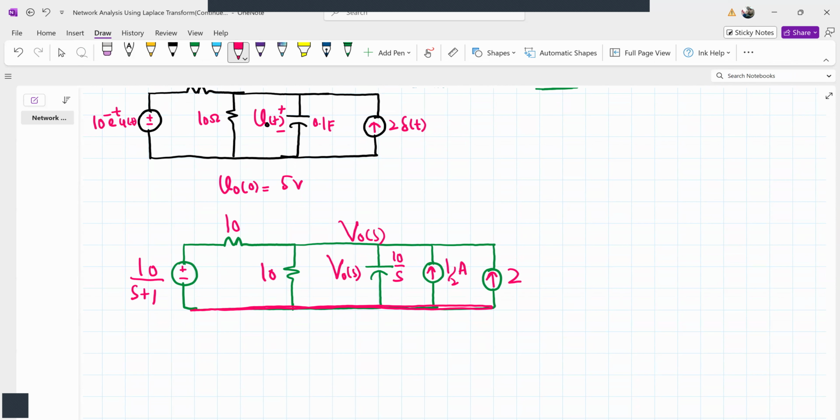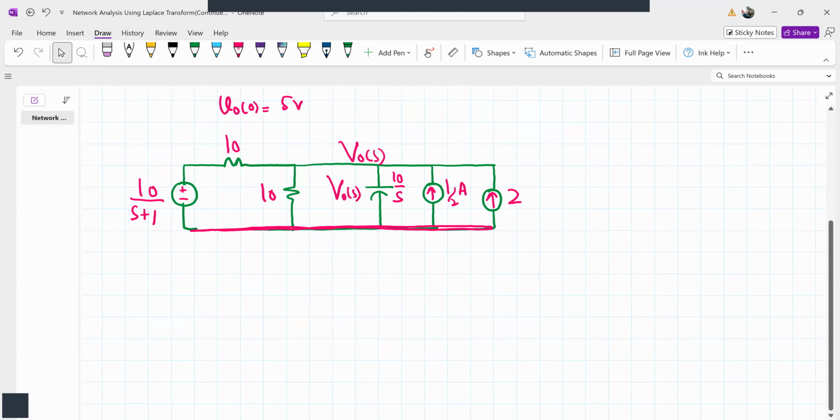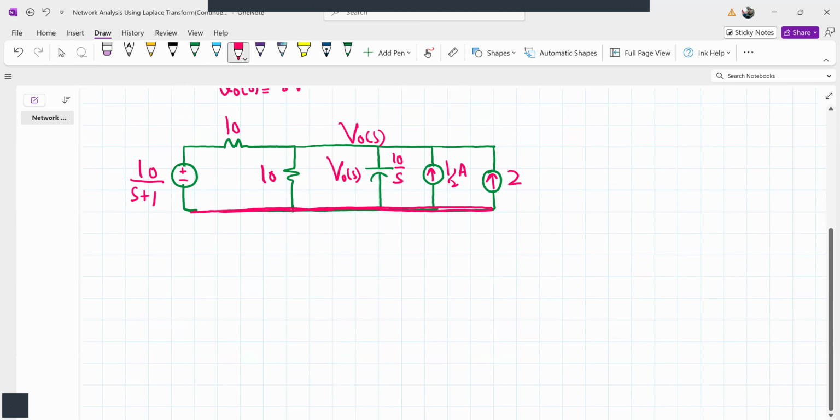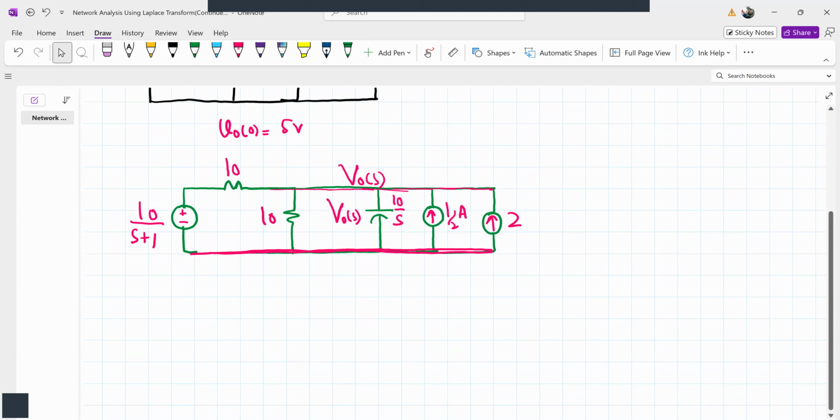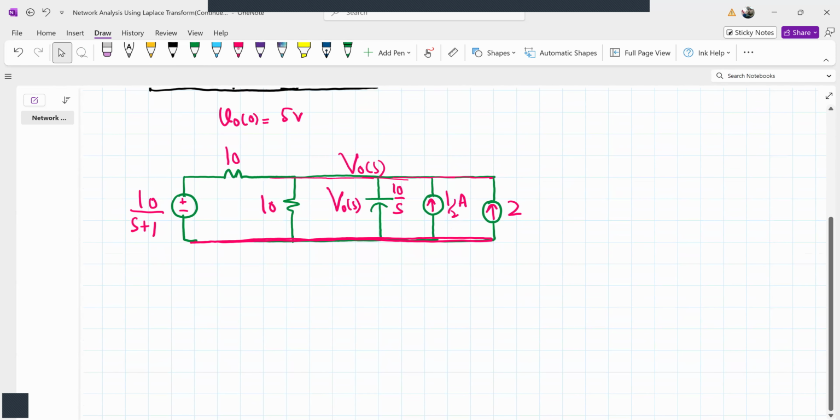Okay, so in order to find V naught of s, which circuit analysis technique will be very easy to use here? If you concentrate on this diagram, you will see the nodal analysis method will be very easy. If we apply nodal analysis, it will give us V naught of s very easily, because our goal is to find v naught of t. So we'll first find V naught of s. In order to find it, we'll apply nodal analysis.